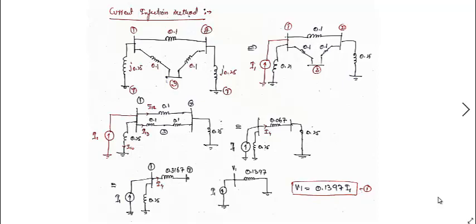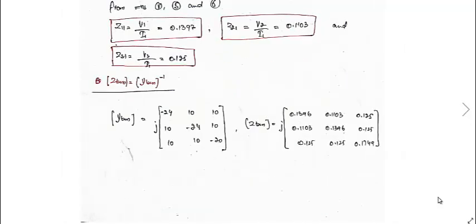So I have drawn the Y bus by the direct inspection method, and by taking the inverse of it, you will get the same Z bus which we already calculated. I'll stop here. Thank you.